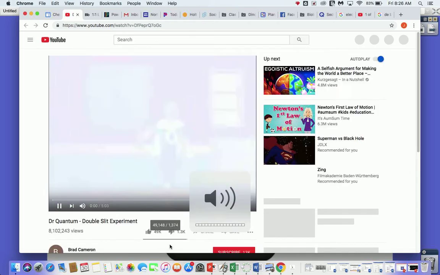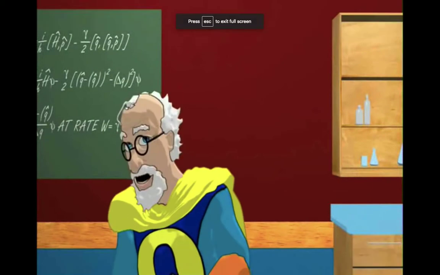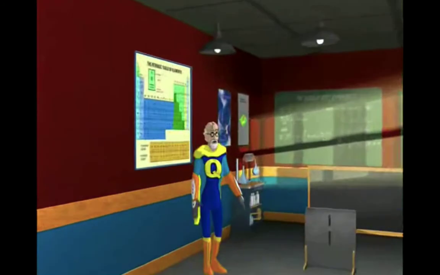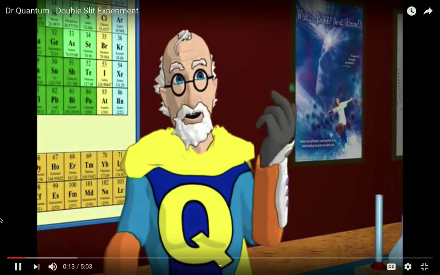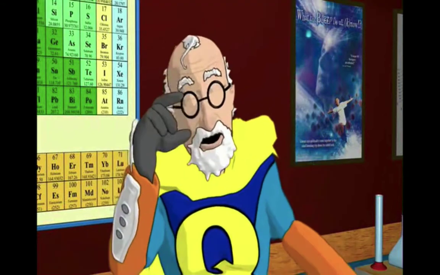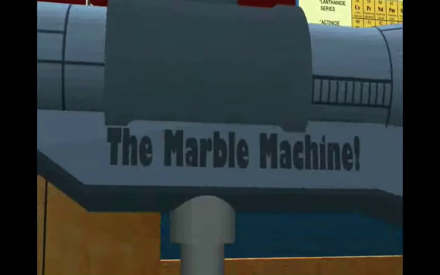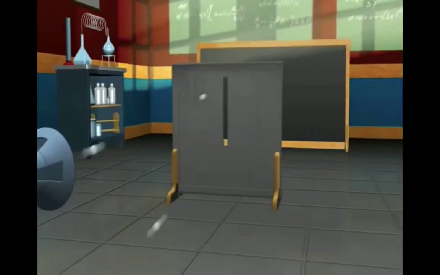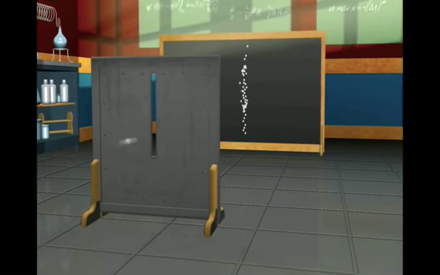There it is. Here we go. And here we are, the granddaddy of all quantum weirdness, the infamous double slit experiment. To understand this experiment, we first need to see how particles, or little balls of matter, act. If we randomly shoot a small object, say a marble, at the screen, we see a pattern on the back wall where they went through the slit and hit.